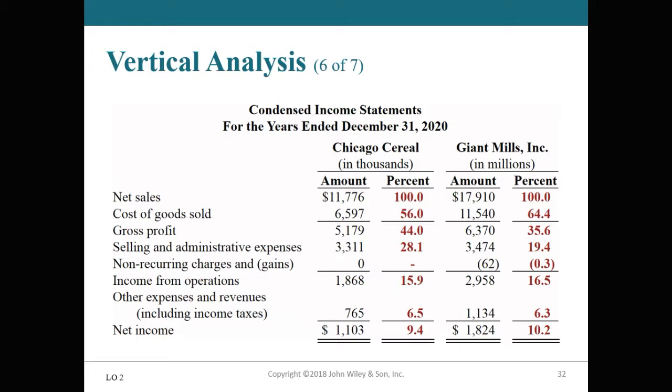So we continue to move down. We see, though, that for Chicago Cereal, their selling and administrative expenses are 28.1%, whereas Giant Mills is only 19.4%. We follow this logic all the way down, and we see that Giant Mills, even with non-recurring gains and charges and other expenses and revenues, will yield 10.2% of their net sales to their net income compared to 9.4% for Chicago Cereal.